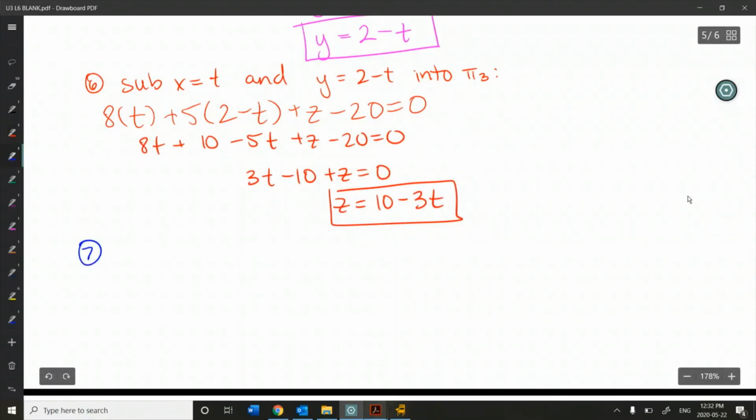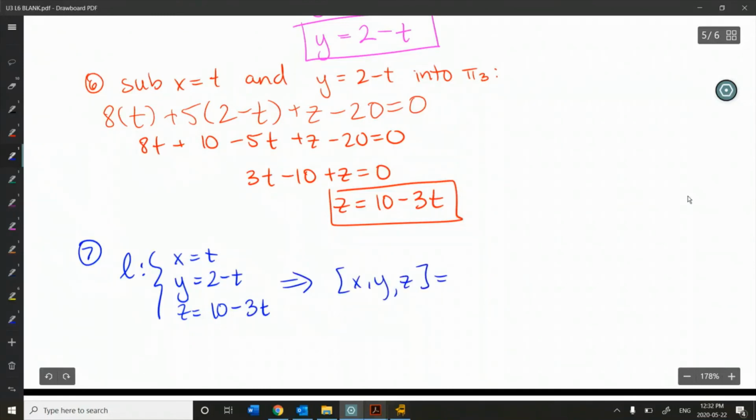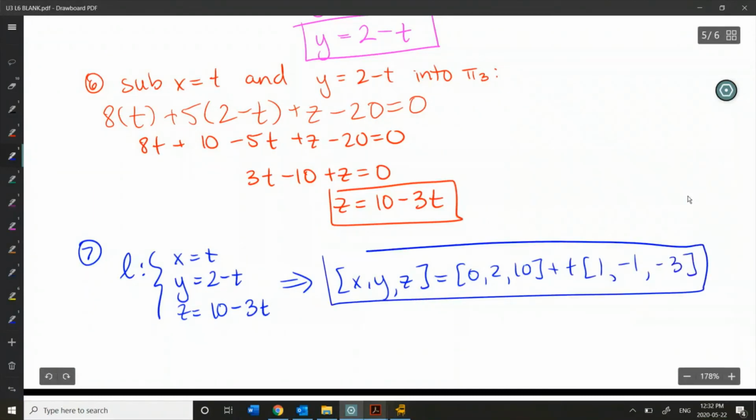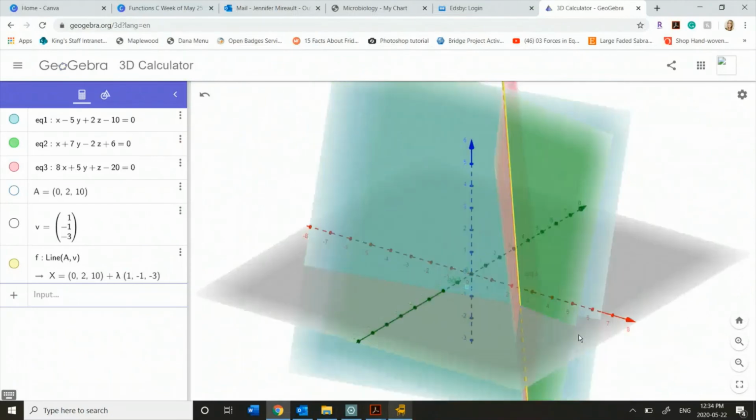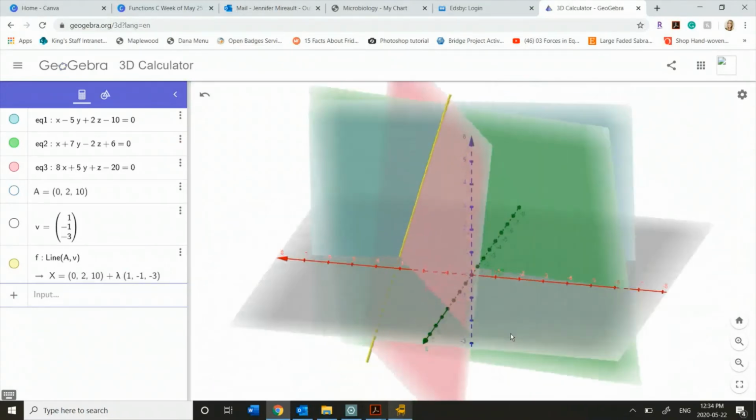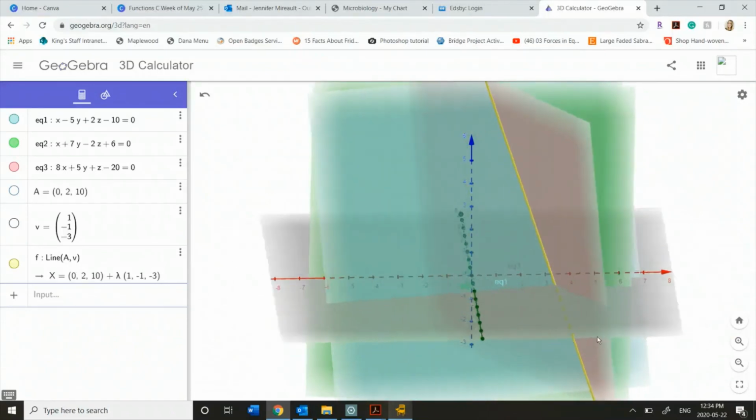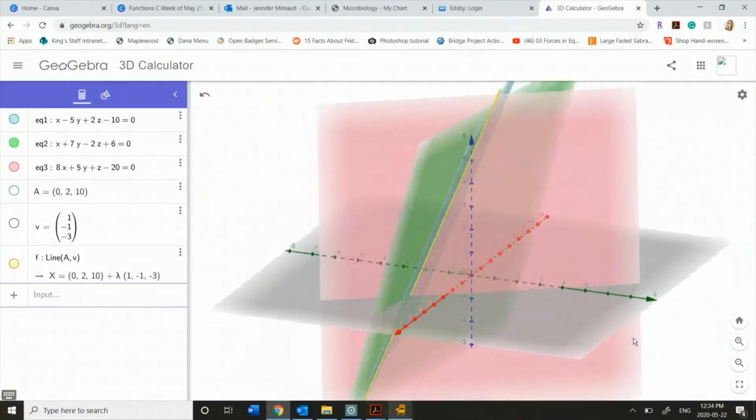So as just a final piece here, we're going to create the equation of the line where we let x equal t, y equal 2 minus t, and z ended up equaling 10 minus 3t. So when I create a vector equation of my line, it should be equal to (0, 2, 10) plus t times the vector (1, -1, -3). So that should be the solution for our line of intersection. All right, so if we take a look at all of our planes and how they intersect here, you can see they intersect along this yellow line of intersection, and that's the line that we just found.